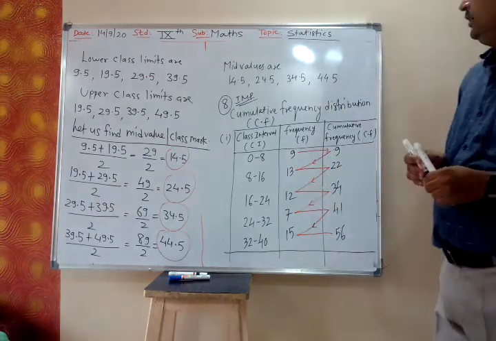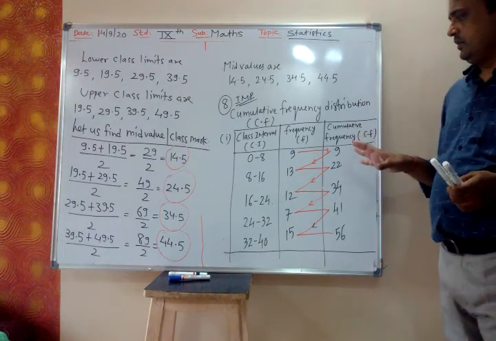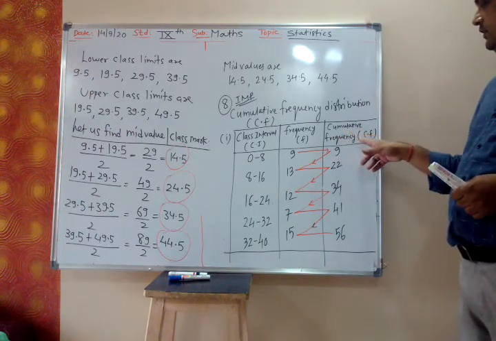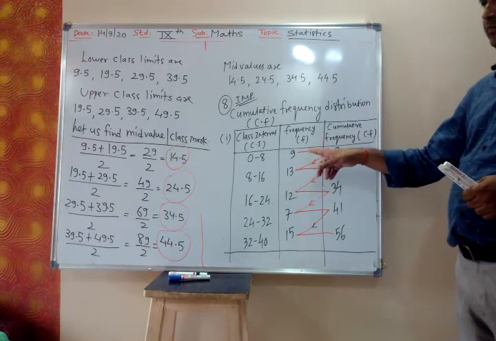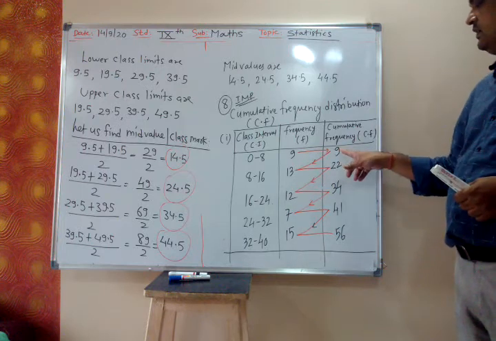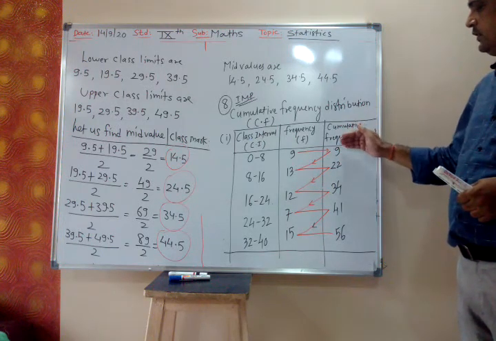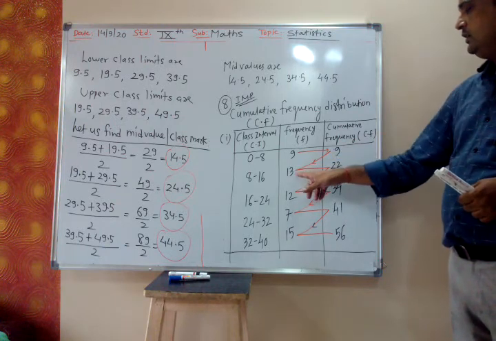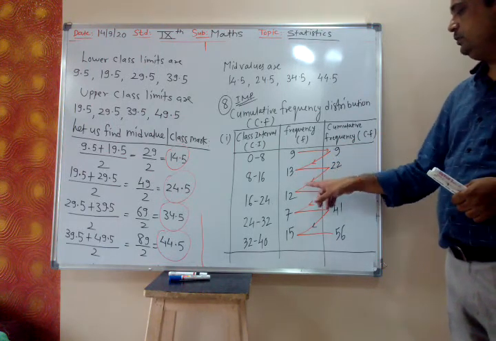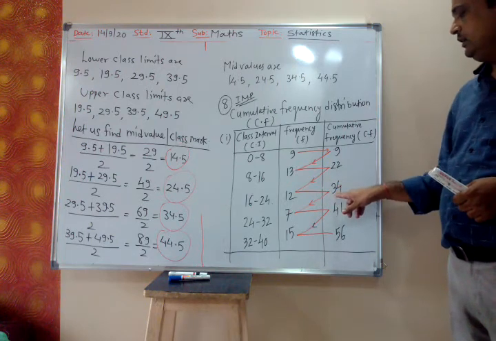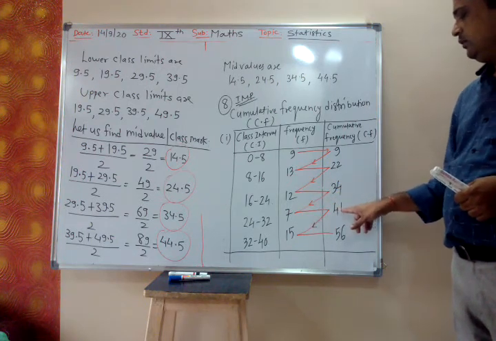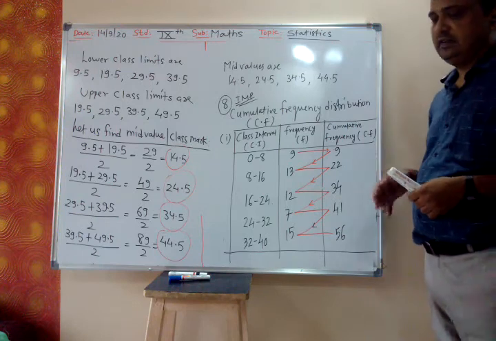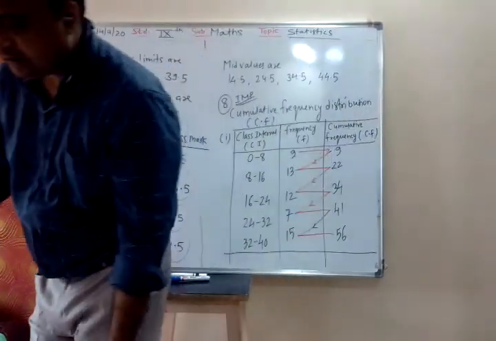Is it clear? The sum is over. To find cumulative frequency CF, the first frequency we write as it is. Then this first frequency I will add to the next frequency. 9 plus 13, 22. 22 plus 12, 34. 34 plus 7, 41. 41 plus 15, 56. And this is the column of CF.